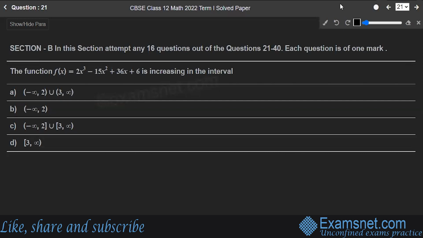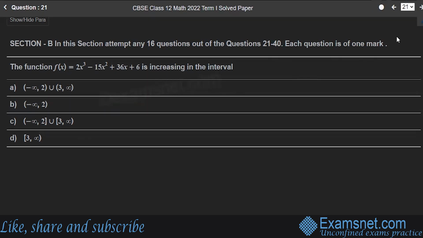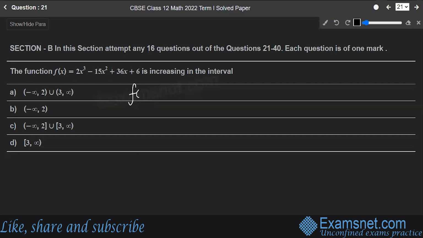Question number 21. This is a section B question. Section B contains 16 questions. You have to attempt 16 questions out of the questions which are given from 21 to 40. Each question is carrying 1 mark. Let's start with the question. The function f(x) is defined by this function. It is increasing in which of these intervals? Okay, you are given that the function is 2x cubed minus 15x squared plus 36x plus 6.